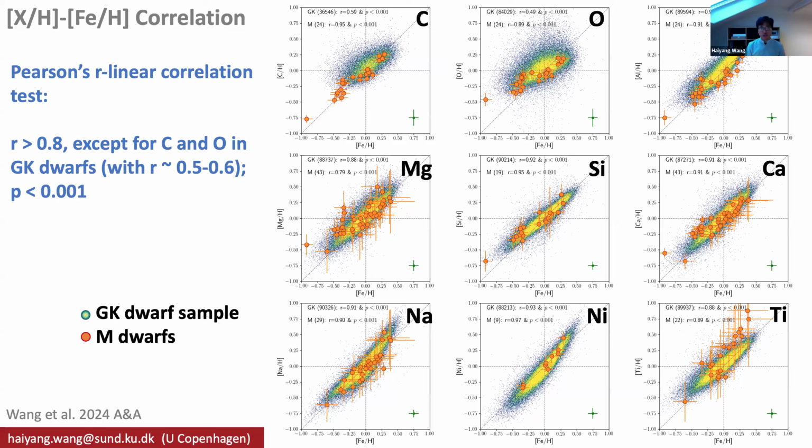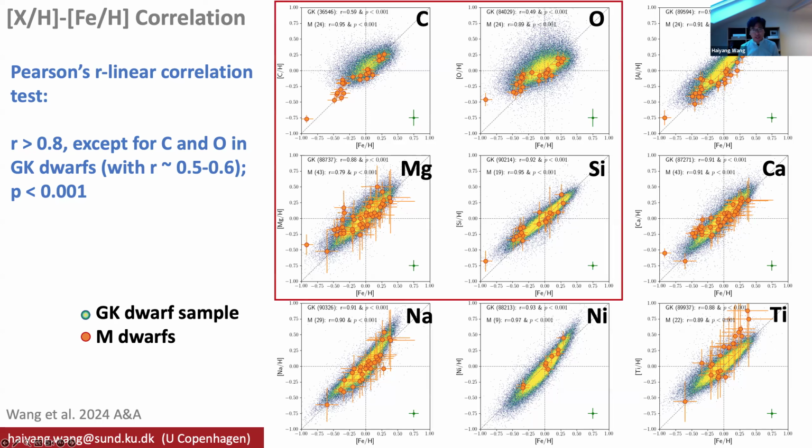And indeed it shows here that for most of the elements other than carbon and oxygen, the correlation coefficient is larger than 0.8, which shows a very strong correlation. Even for carbon and oxygen, it is about 0.5 to 0.6, so that's also an acceptable level. This also depends on the p-value. Then we are confident to fit the trend and to understand this further.